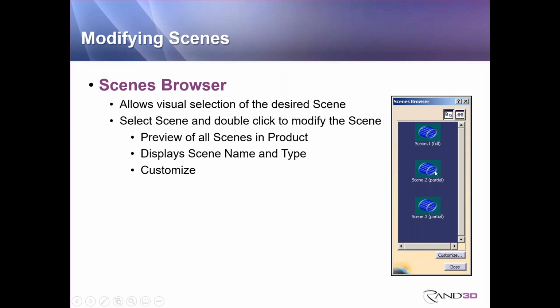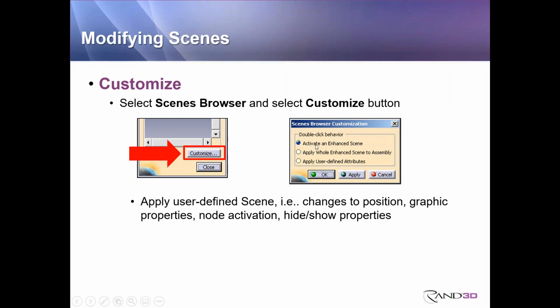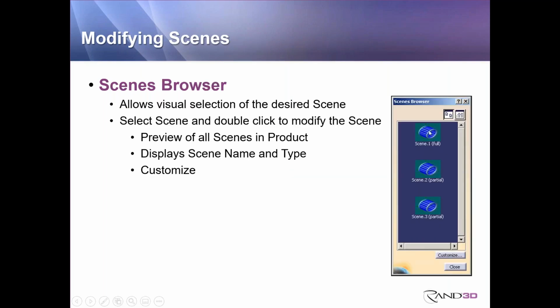Now, you can choose what you want to have happen when you double click on these. If you come down here to customize, customize will allow me to activate the scene, which makes it automatically apply it. We can have it apply the enhanced scene to the assembly, so it's not just going to turn green, but it's going to make the assembly move into that position. Or we can apply the user-defined attributes. When you double click on one of these in the list, it'll automatically apply it to your assembly.